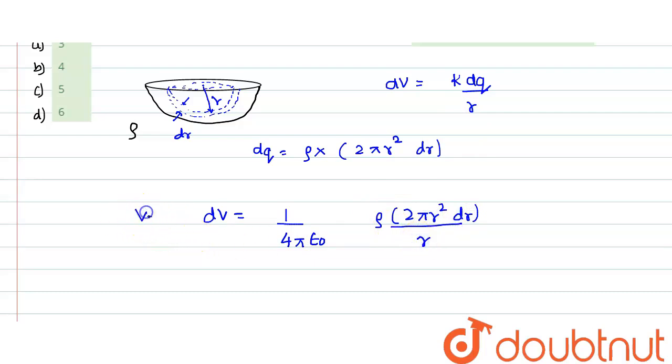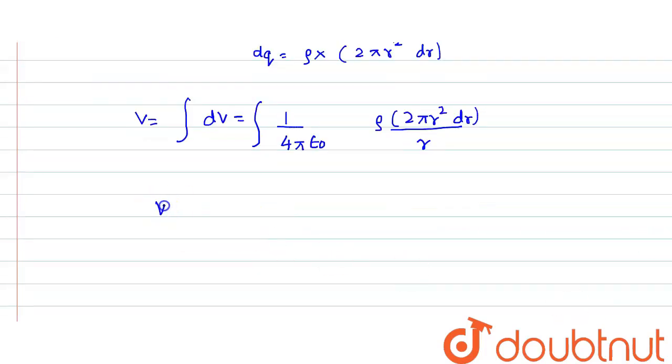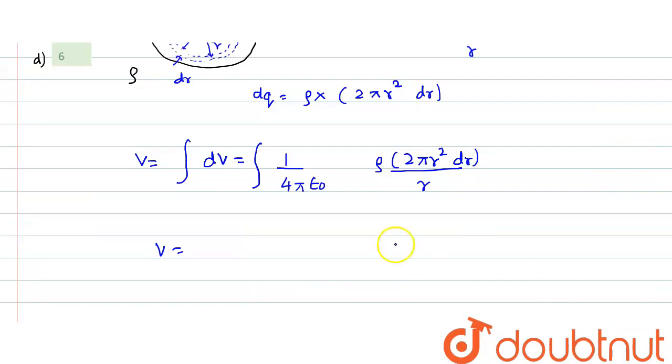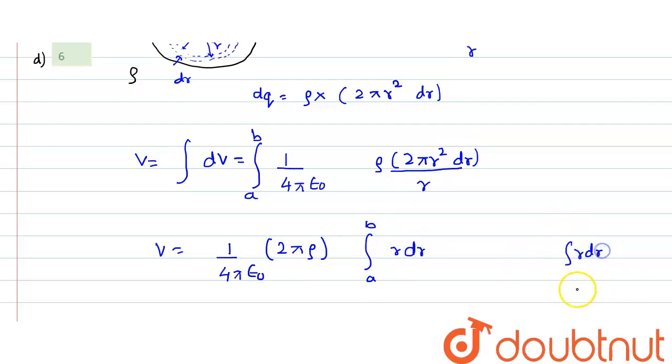Now to get the total potential at the center, we integrate this. The common terms we take outside. And what would be the limit of r? Because this is a cavity, the charges start right after a and end at b, so the limit is from a to b. We take 1 by 4 pi epsilon as common, then 2 pi rho as common, and then the integral from a to b of r dr, because one power of r gets cancelled. The integration of r dr is r square divided by 2, with the limit from a to b.